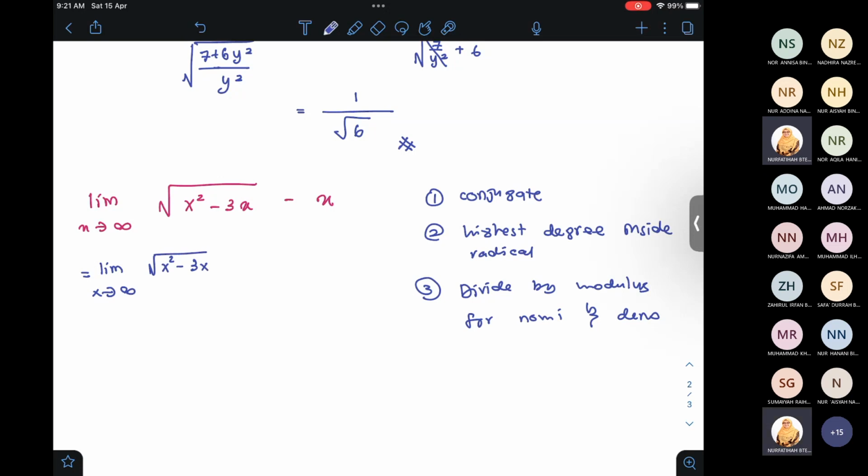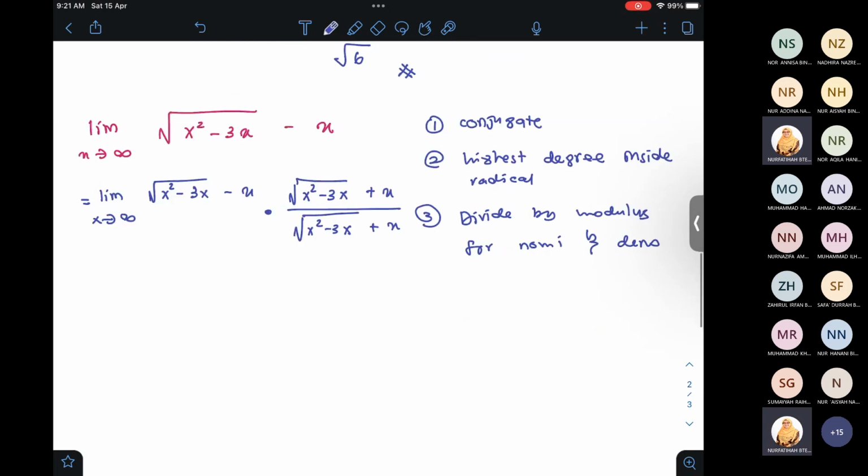So multiply by its conjugate. What will you get? The upper part is square root of x square minus 3x plus x, and the bottom part is also square root of x square minus 3x plus x. So we multiply the conjugate on top and bottom.